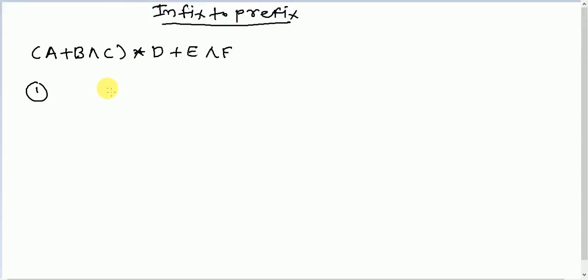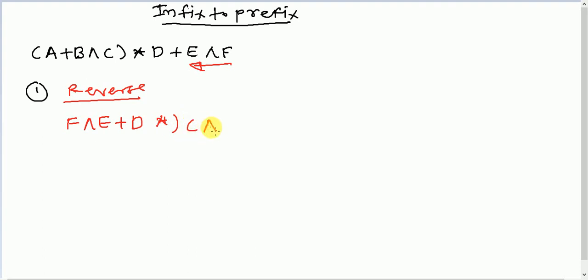First of all, we're supposed to reverse the expression. So you can reverse the given string. So I'll write the expression from right to left. So that will be f raised to e plus d multiply by, the bracket will remain as it is, c raised to b plus a opening bracket.